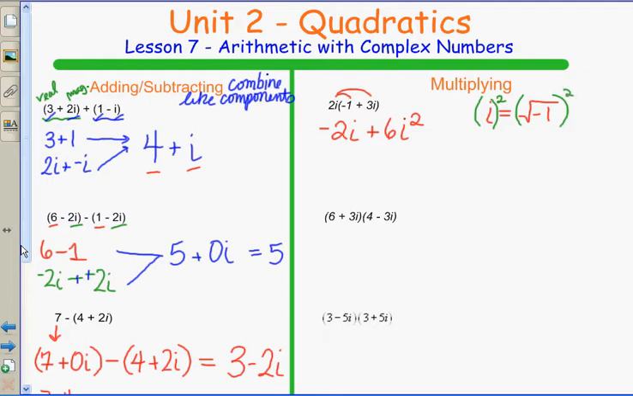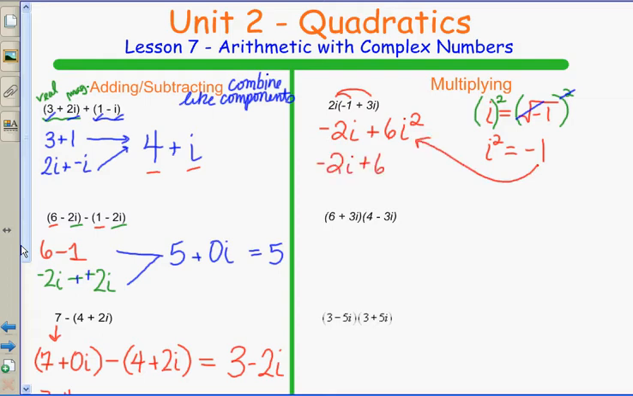So if I square i, that's i squared, right? If I square negative 1, the square and the root cancel each other, so all I'm left with is negative 1. So i squared is really negative 1. So I need to fix this.